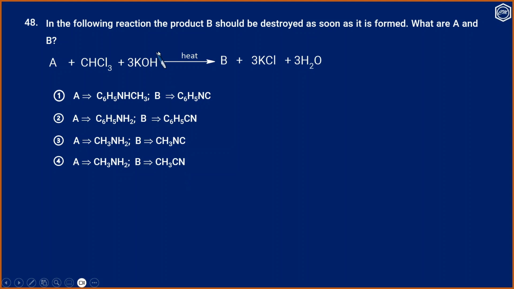And we know that the product that should be destroyed is carbylamine. And the carbylamine test is given by primary amine. So this is not a primary amine. And this is a primary amine, but B is not isocyanide. This is cyanide. And here it is a primary amine, and this is carbylamine. So option 3 can be taken as the answer. So that is the correct answer.